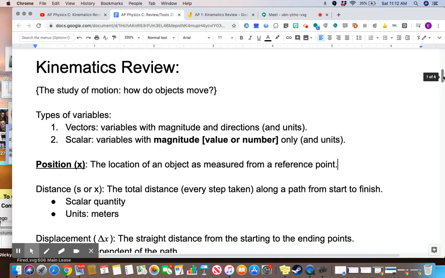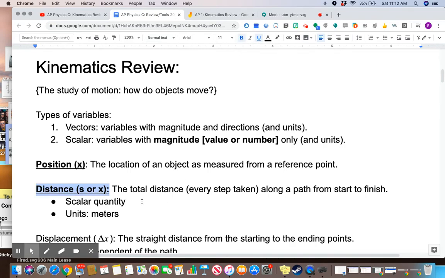Okay, so we can describe an object's position, or we can describe an object's distance, which sometimes we also use x to represent, sometimes we use s to represent. Depends on the situation, unfortunately. But basically the distance is every step taken along a path, regardless of the direction. So every single step that you take is included in that measurement. There's no direction because distance is a scalar quantity. And the units that we use to measure it are meters.